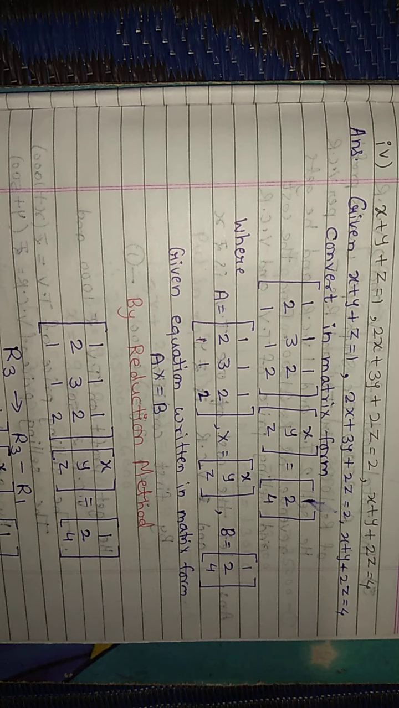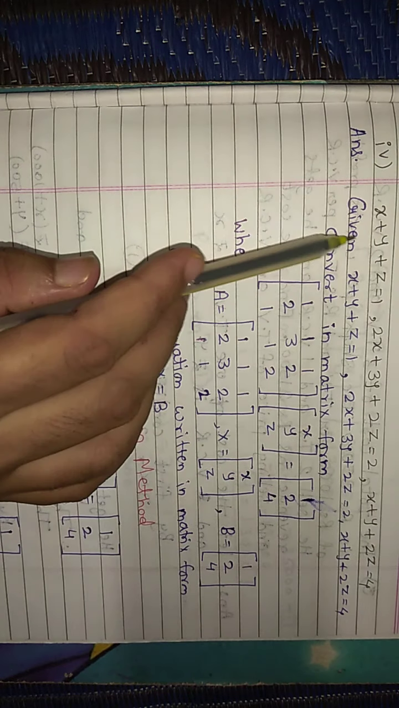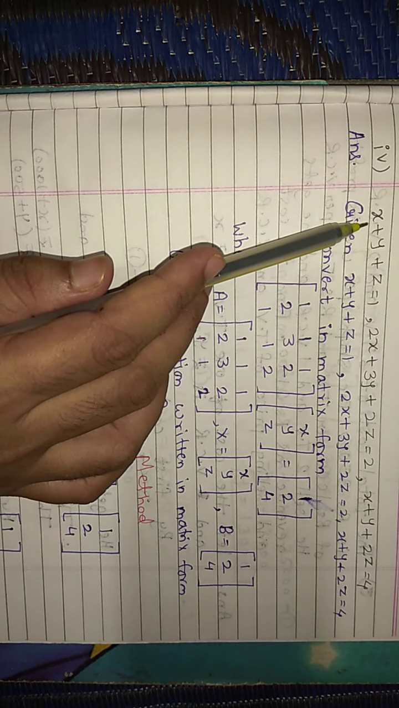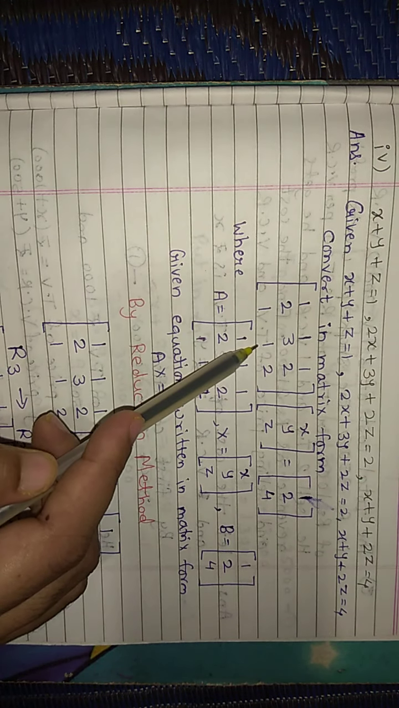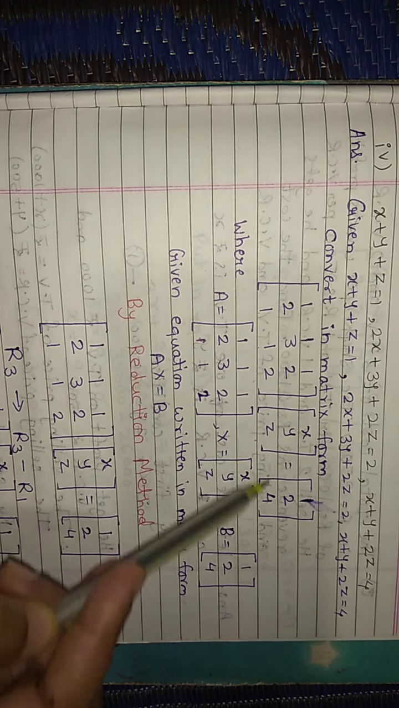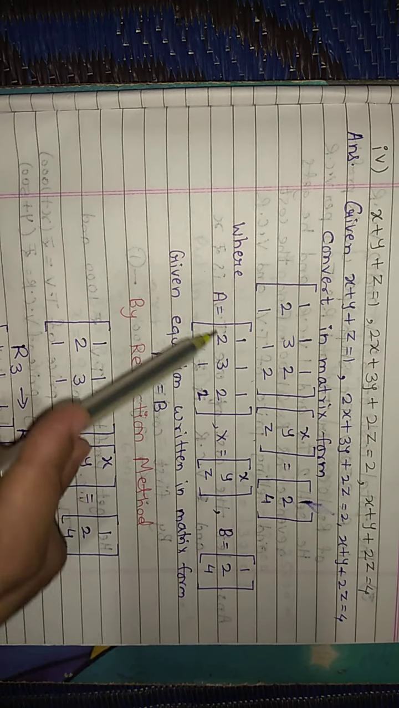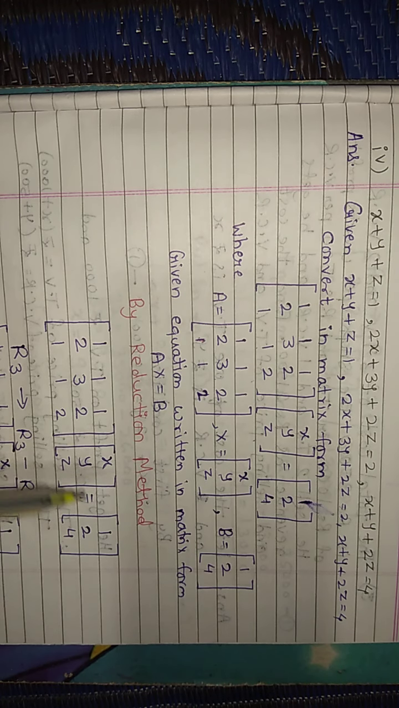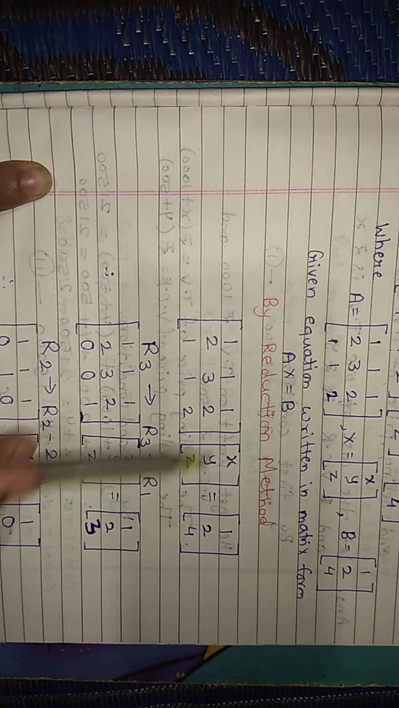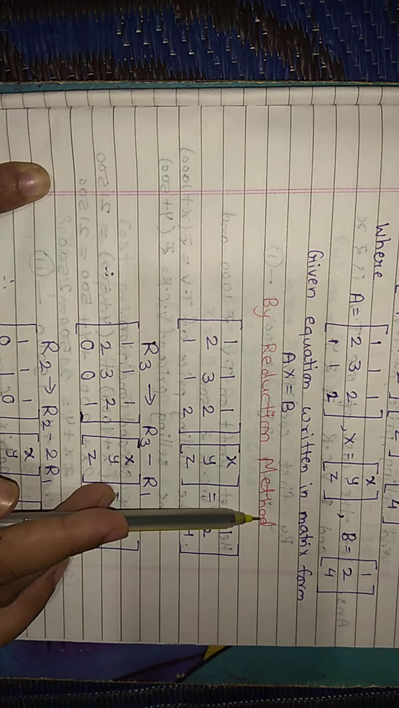Now the next question, question number 4: x plus y plus z is equal to 1, 2x plus 3y plus 2z is equal to 2, x plus y plus 2z is equal to 4. Again the equations are written. But here in this question, there are 3 unknown variables x, y, z. So coefficient of x, coefficient of y, coefficient of z, variables, constant terms, where A is equal to, X is equal to, B is equal to. So the equation written in the form of a matrix AX is equal to B by the reduction method.